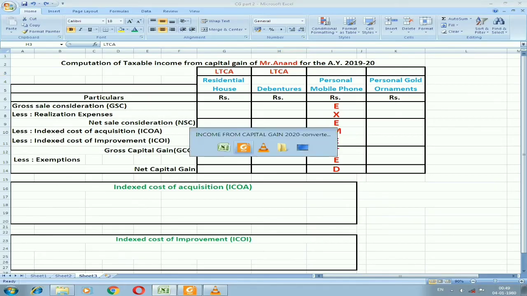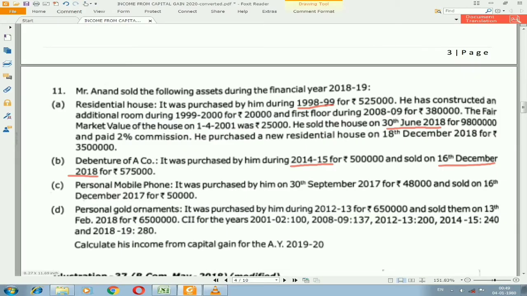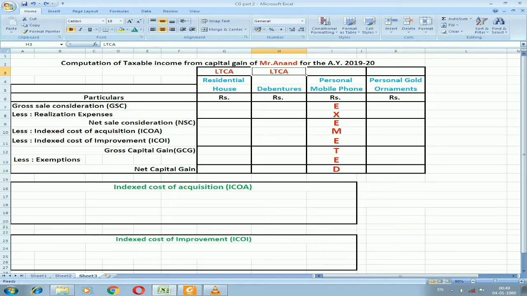Then we have personal gold ornaments. Personal gold ornaments purchased in 2012-13 will come under the other assets category. Sold in 2018. You need to check 3 years. It is also more than 3 years. Then this asset will also come under long-term capital asset.